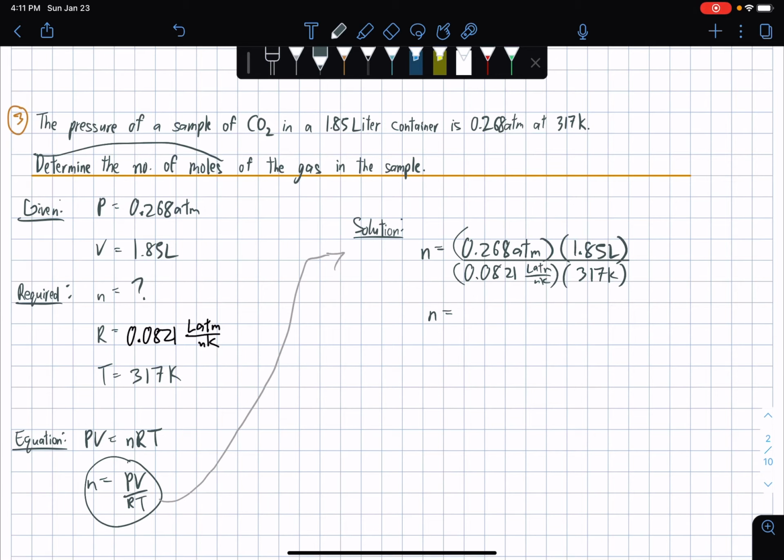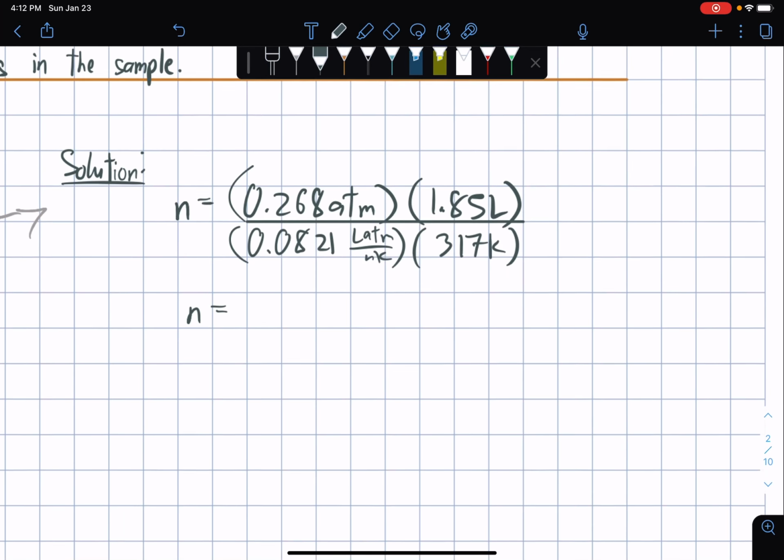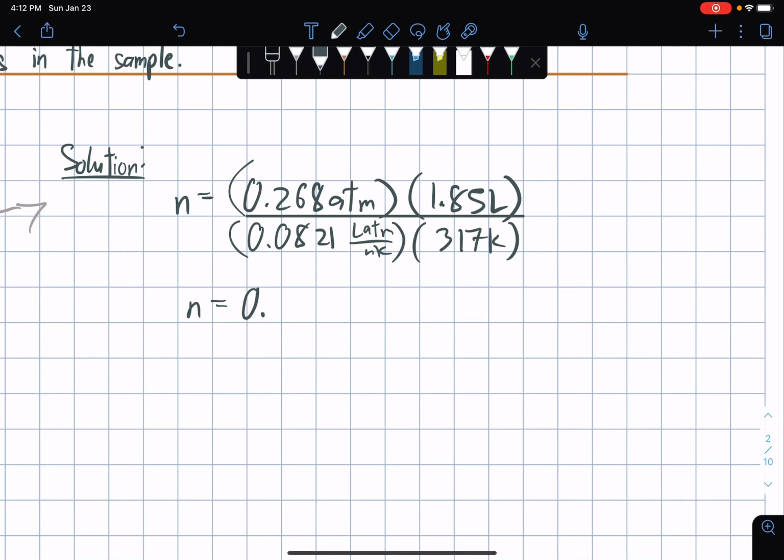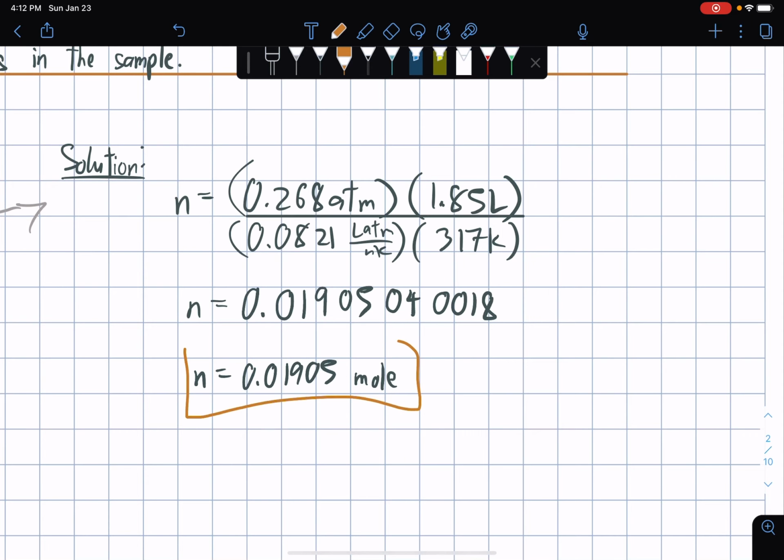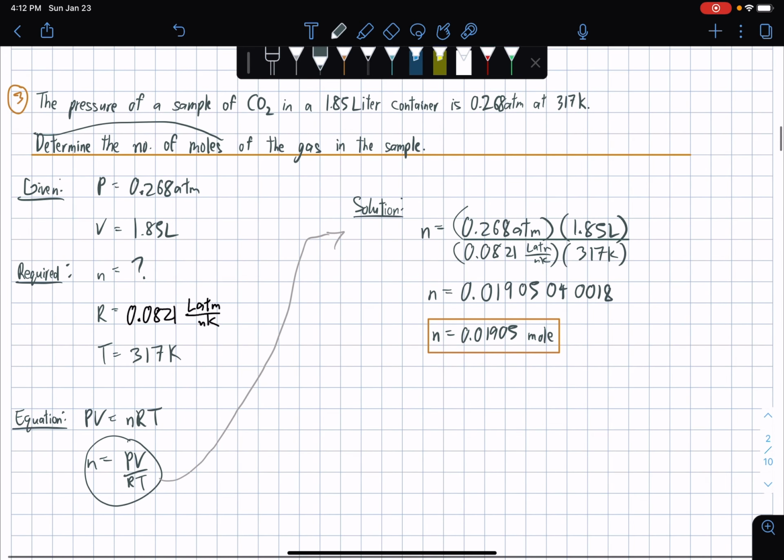So place all of this in the scientific calculator, and we will have, please pay attention, this is going to be really tricky. Please don't confuse the numbers. 0.01905040018. Make it less confusing. Round it off to 5 significant digits: 0.01905. Then place the unit, of course. That will be a deduction if you fail to place a unit, because it's really crucial. Placing a unit is very crucial, as a great teacher once said.